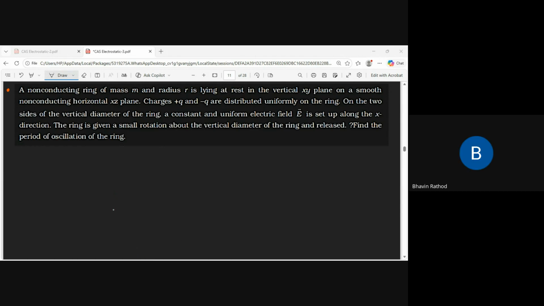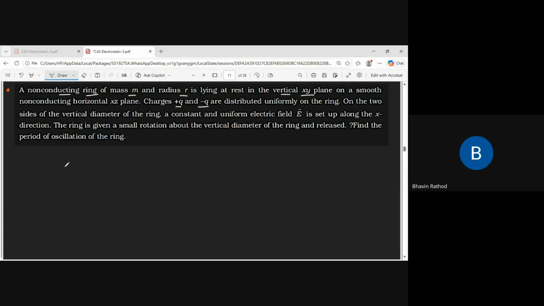Okay. So let us see how we can solve this. Here we are given a non-conducting ring, and it has a mass m and radius r. There are charges of plus q and minus q distributed uniformly on this ring. The ring is in a vertical xy plane.